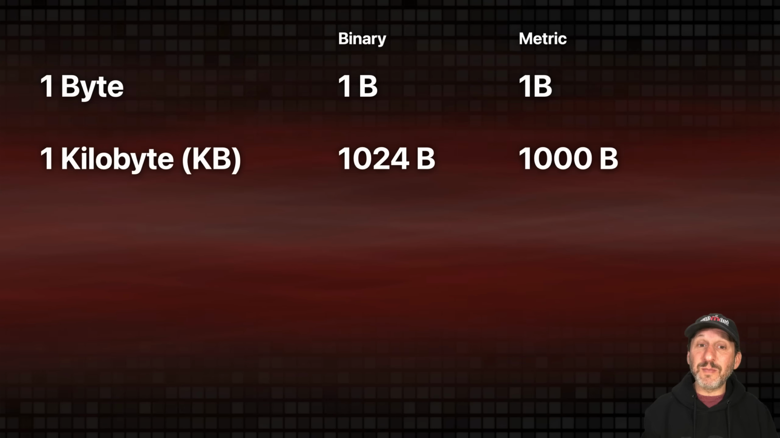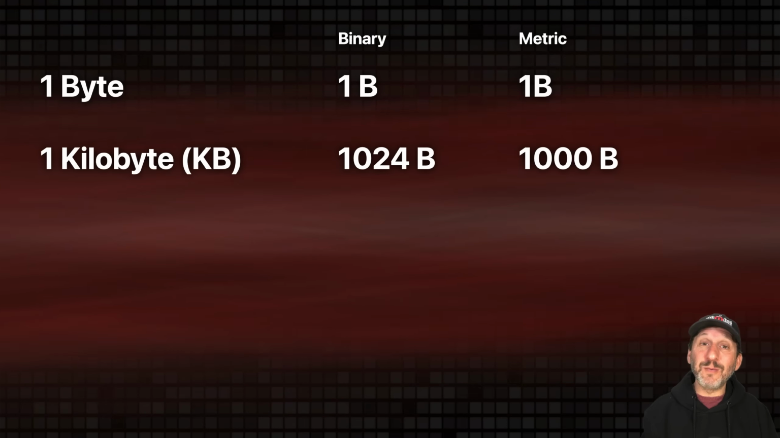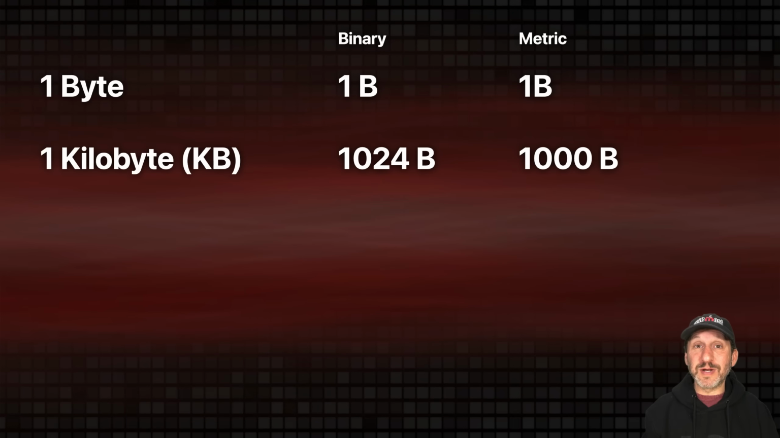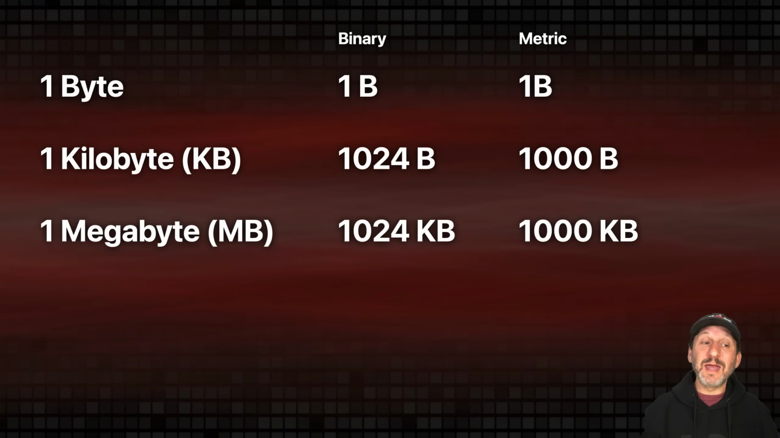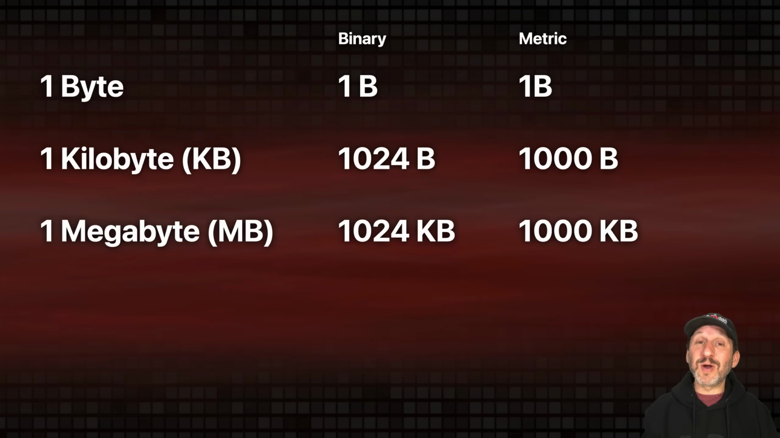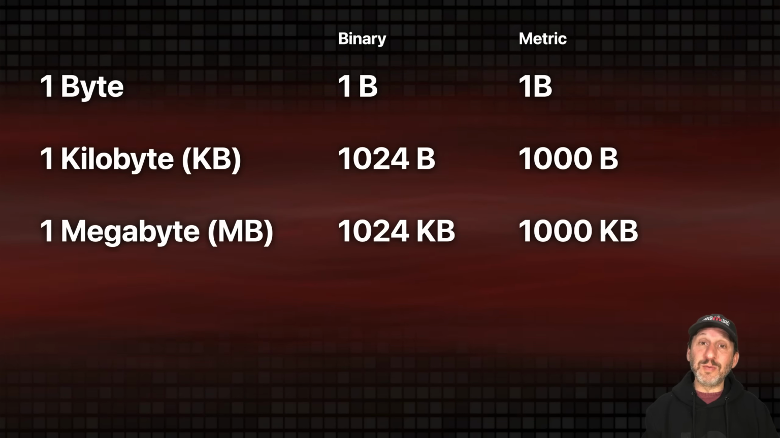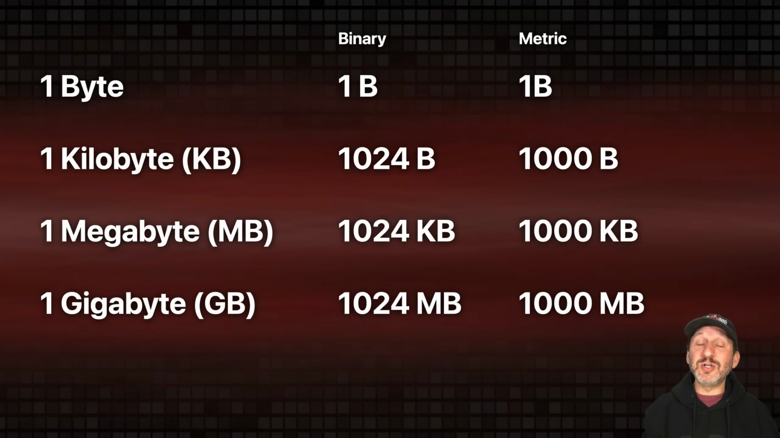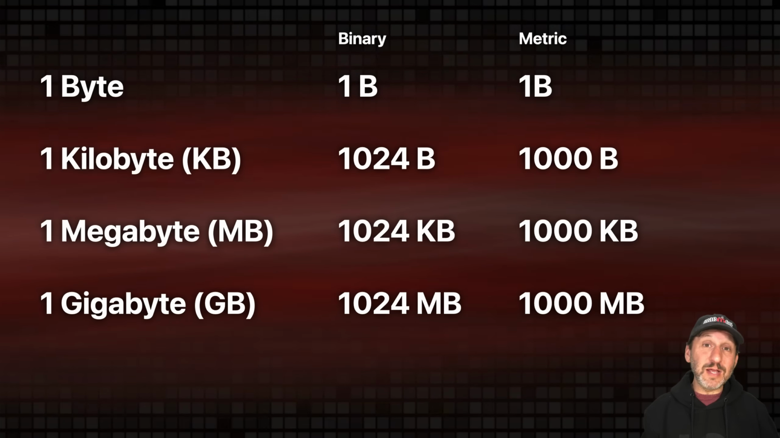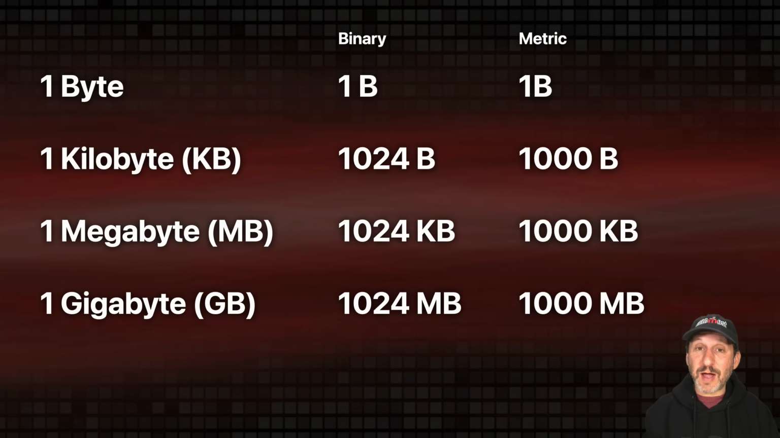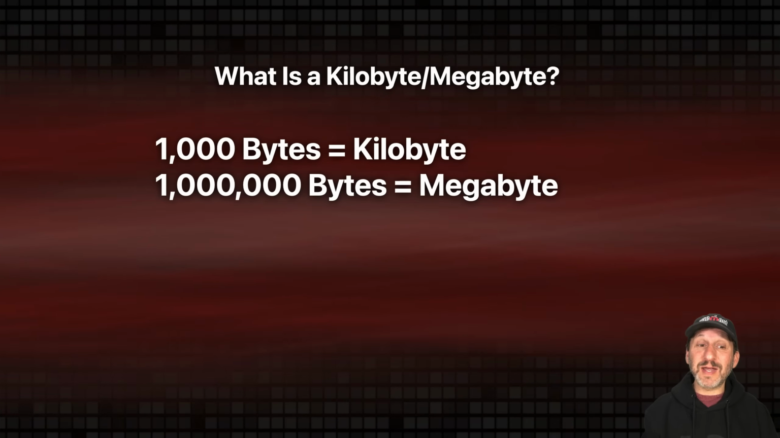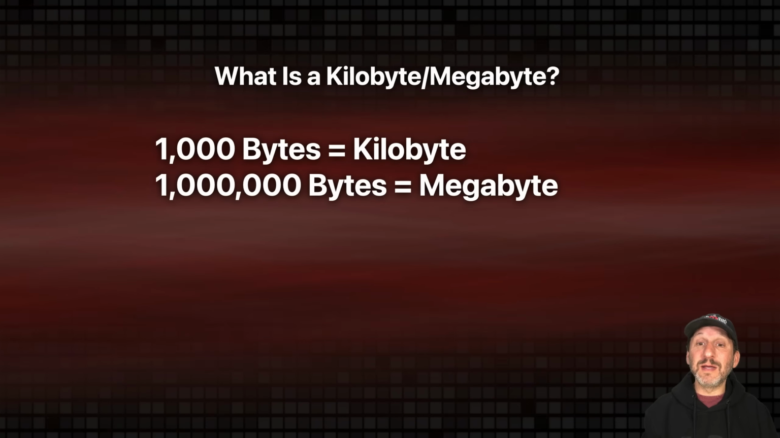But if you go to kilobyte, a binary measurement of that would have been 1024 bytes, whereas a metric measurement of that would have been 1000. Megabyte would have been 1024 kilobytes, and it would have been 1000 kilobytes in metric. And then the same thing for gigabytes. You just go up by multiplying everything either by 1024 or 1000. So you've got 1000 bytes is a kilobyte in metric and 1 million bytes is a megabyte using metric.